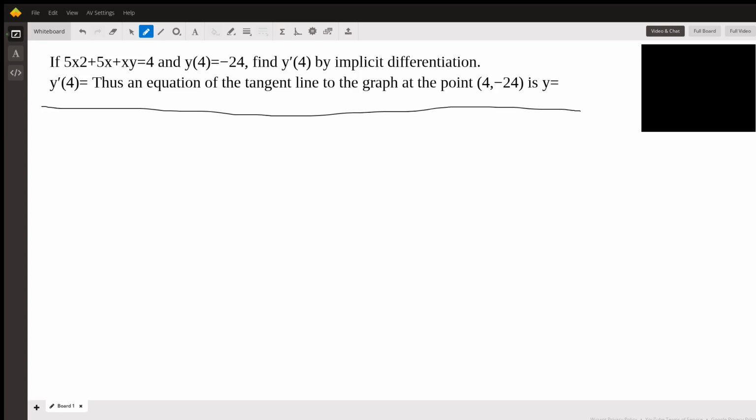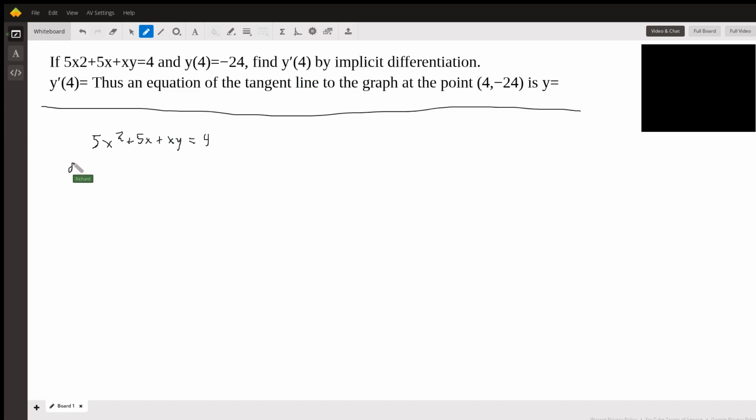Okay, so we have an equation 5x squared plus 5x plus xy equals 4. I think you want to differentiate with respect to x here, because they're asking for y prime. So, yeah, I think I'm just going to stick with the Leibniz notation.